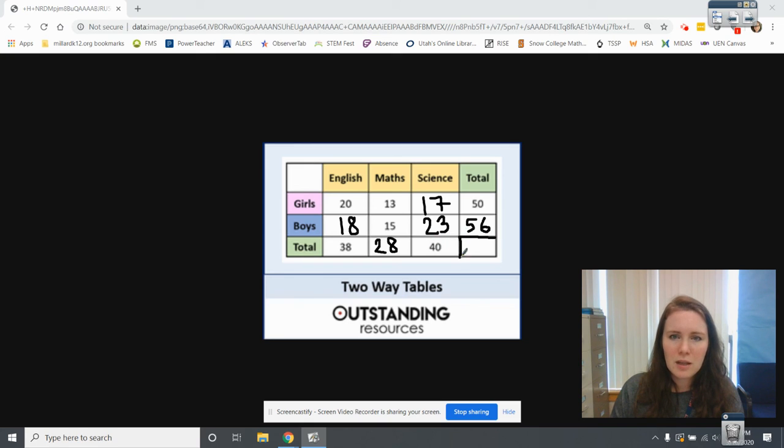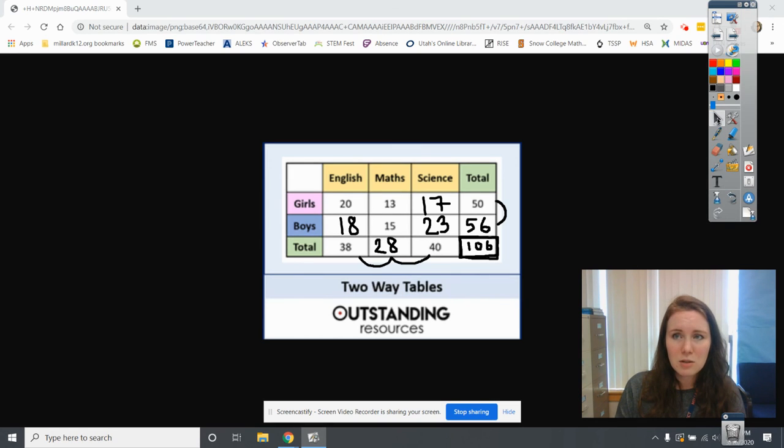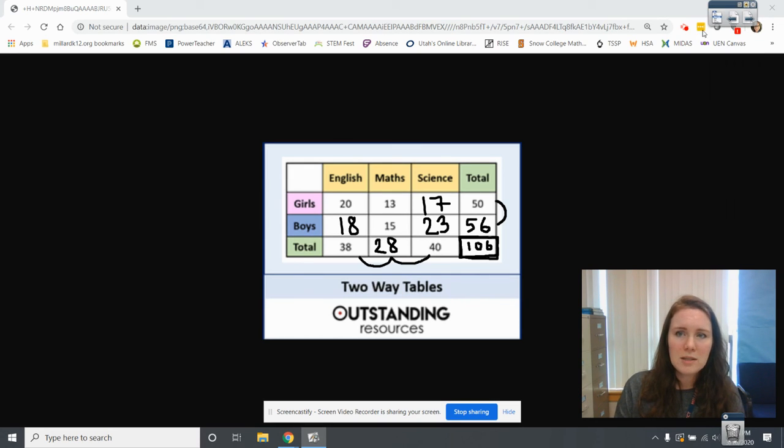Now this square right here is the overall total of how many people there were in this survey. So I should be able to add these two together, get 106. But I should also be able to add these three together and get this same number. So I'm going to check. 38 plus 28 plus 40 does also equal 106. So there were a total of 106 kids or students who were asked what is their favorite subject.